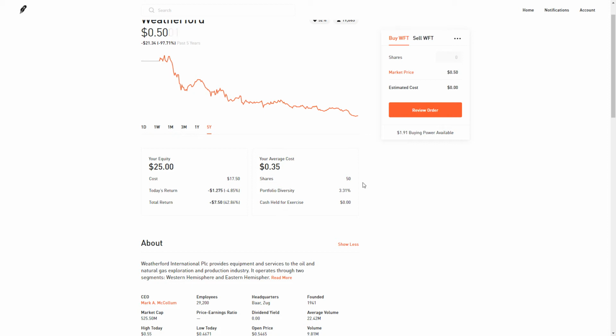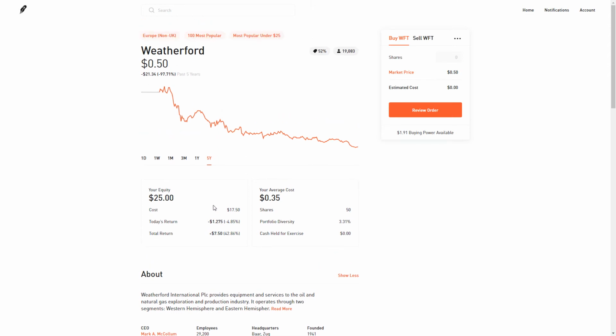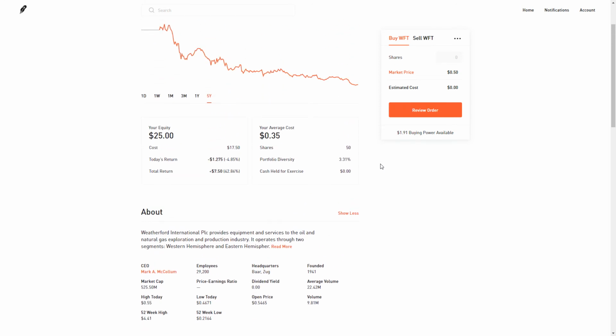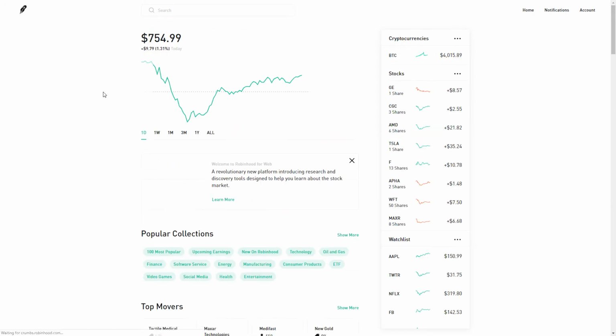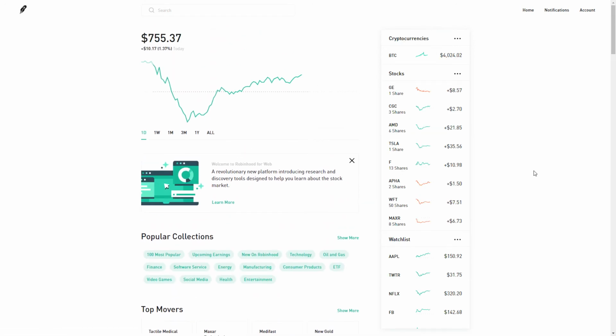So I bought 50 shares of it at 35 cents because that was $17.50 that I have to put up. So it's not a whole lot of money, but I figure if it goes back up, even if it goes back to $1, then I'll have tripled my money essentially. And if it goes back to here, then that'd be a lot of money. But, it is what it is. Small time investments.